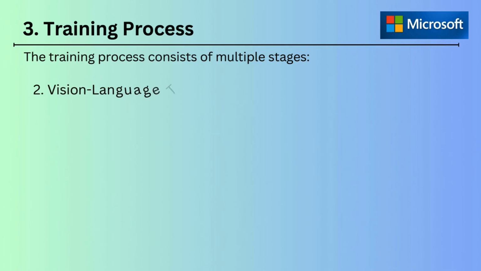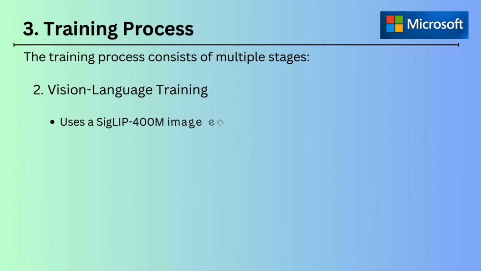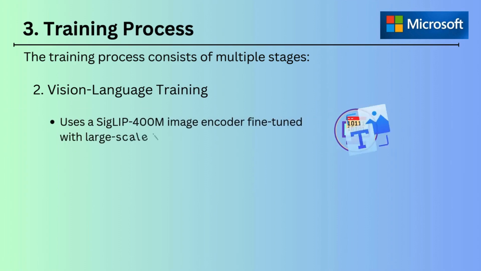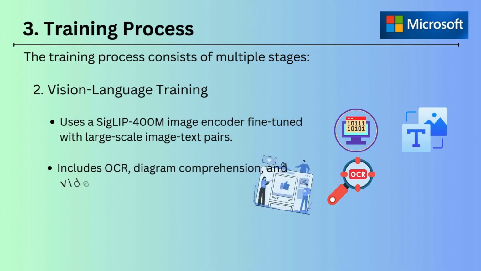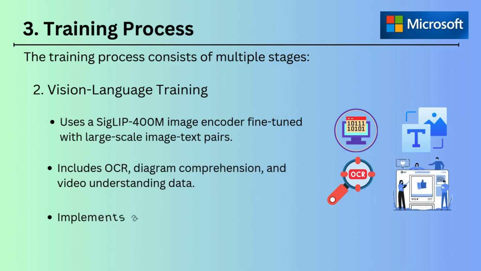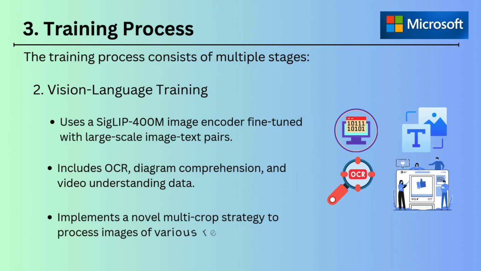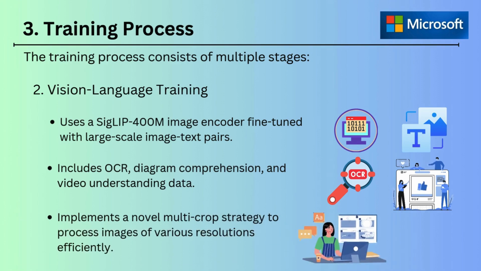2. Vision language training. Uses a SigLIP 400M image encoder fine-tuned with large-scale image-text pairs. Includes OCR, diagram comprehension, and video understanding data. Implements a novel multi-crop strategy to process images of various resolutions efficiently.